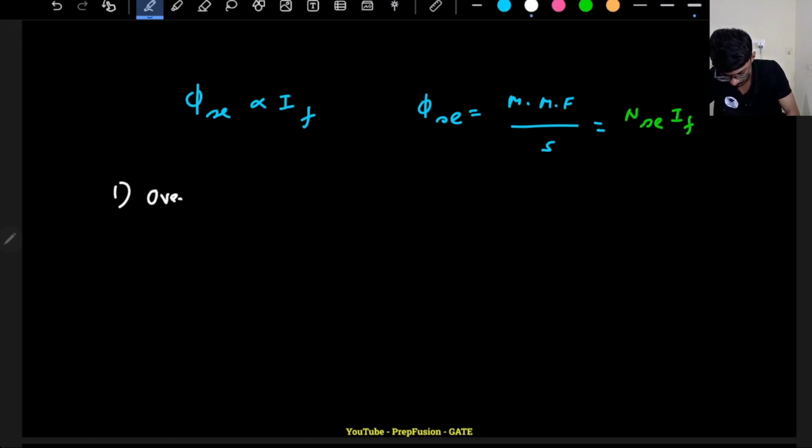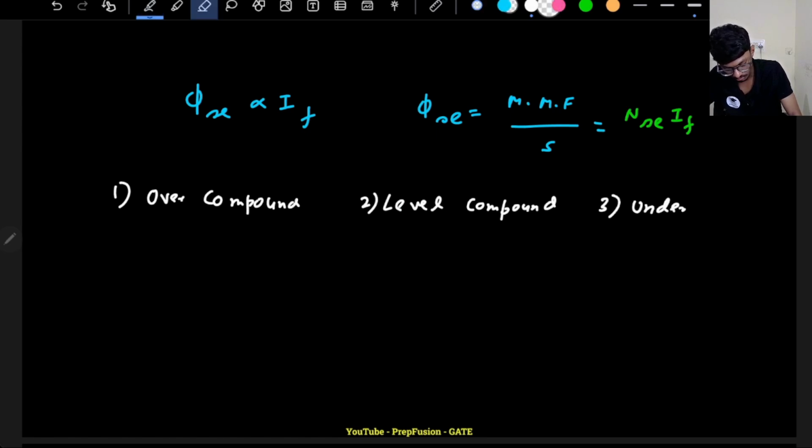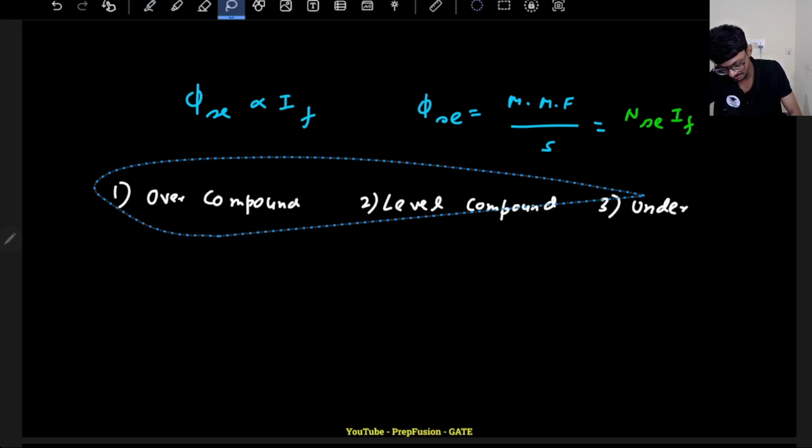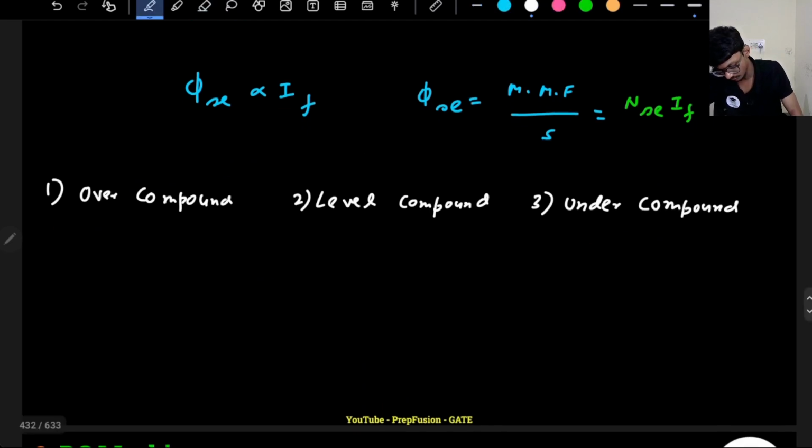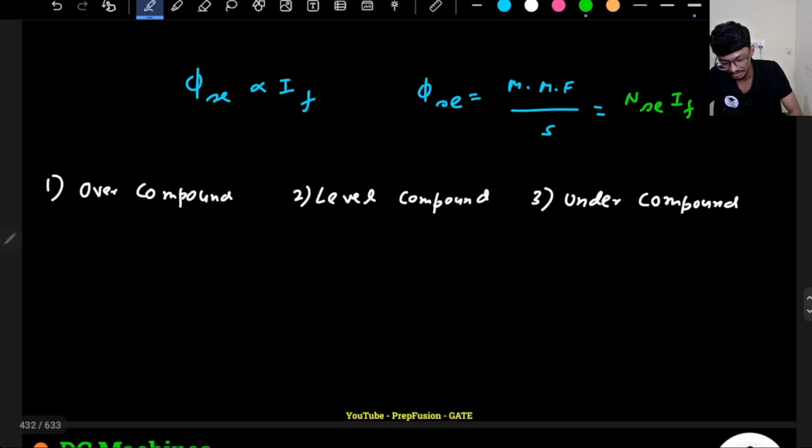One is over compound, then we have level compound, then we have under compound. In all these three cases, it depends what the number of turns is. Okay, so in the first case, over compound means there is more compensation from the field windings.